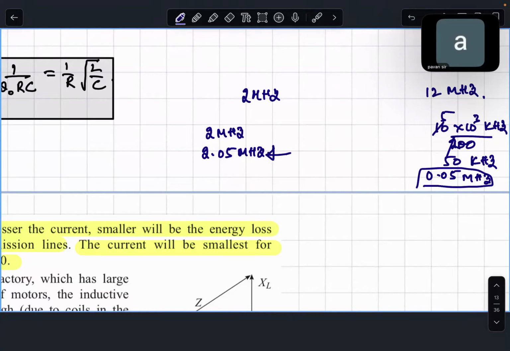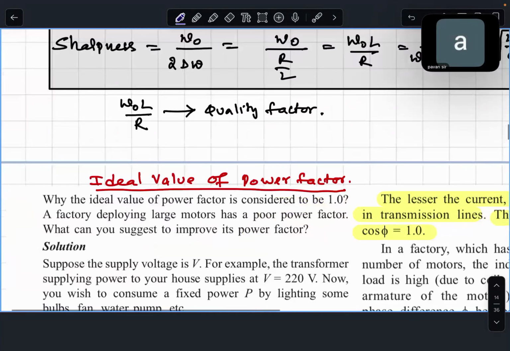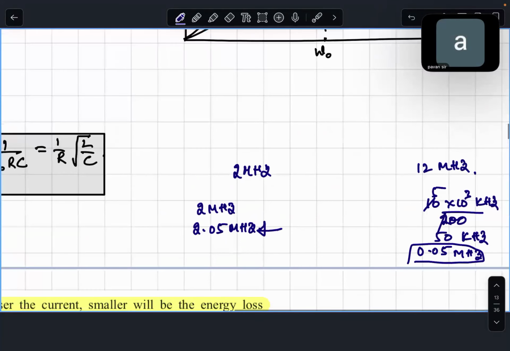So, same bandwidth, 10 channels, and it is like a fish market, which is not practically useful for you. Right? So, this is all introduction to LCR series circuit.